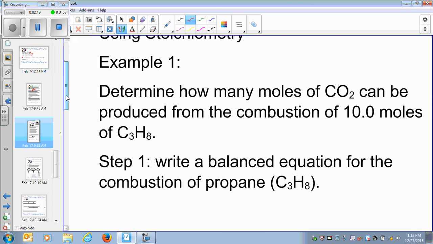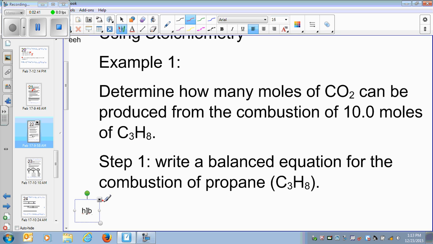Okay. Let's say we want to do this. Example number 1. Determine how many moles of carbon dioxide can be produced from the combustion of 1 mole of propane. So first of all, I need to write the equation of propane.